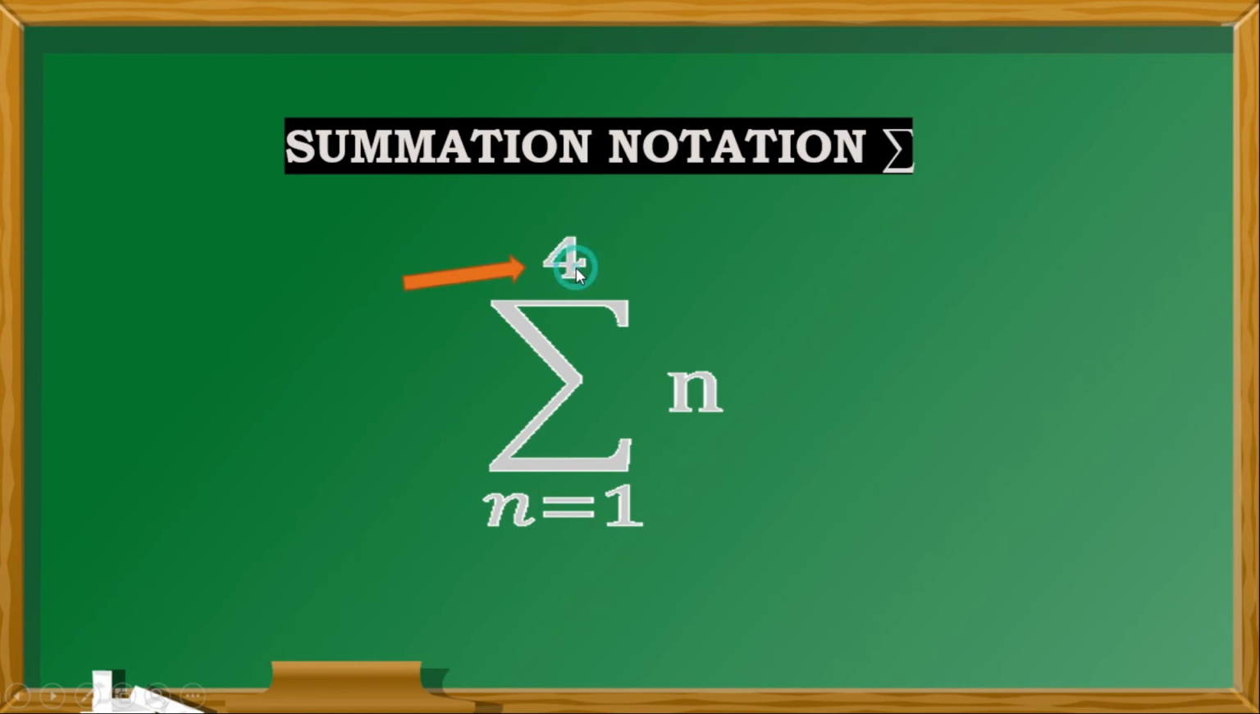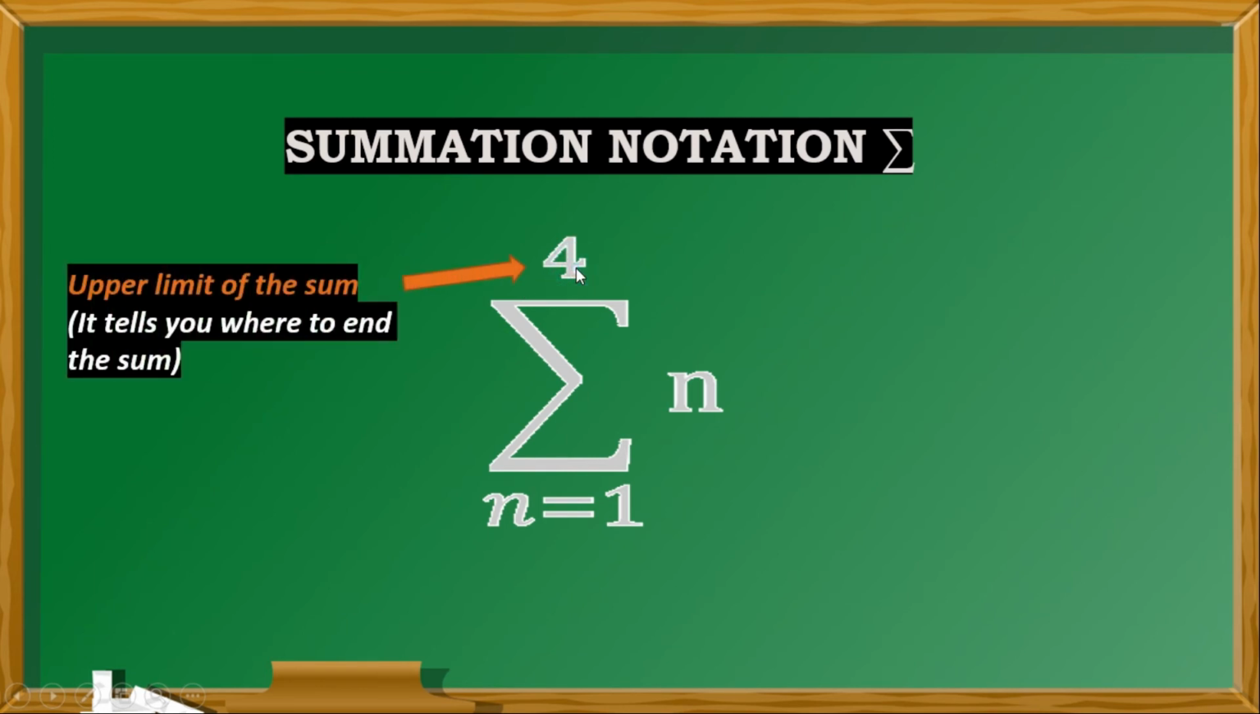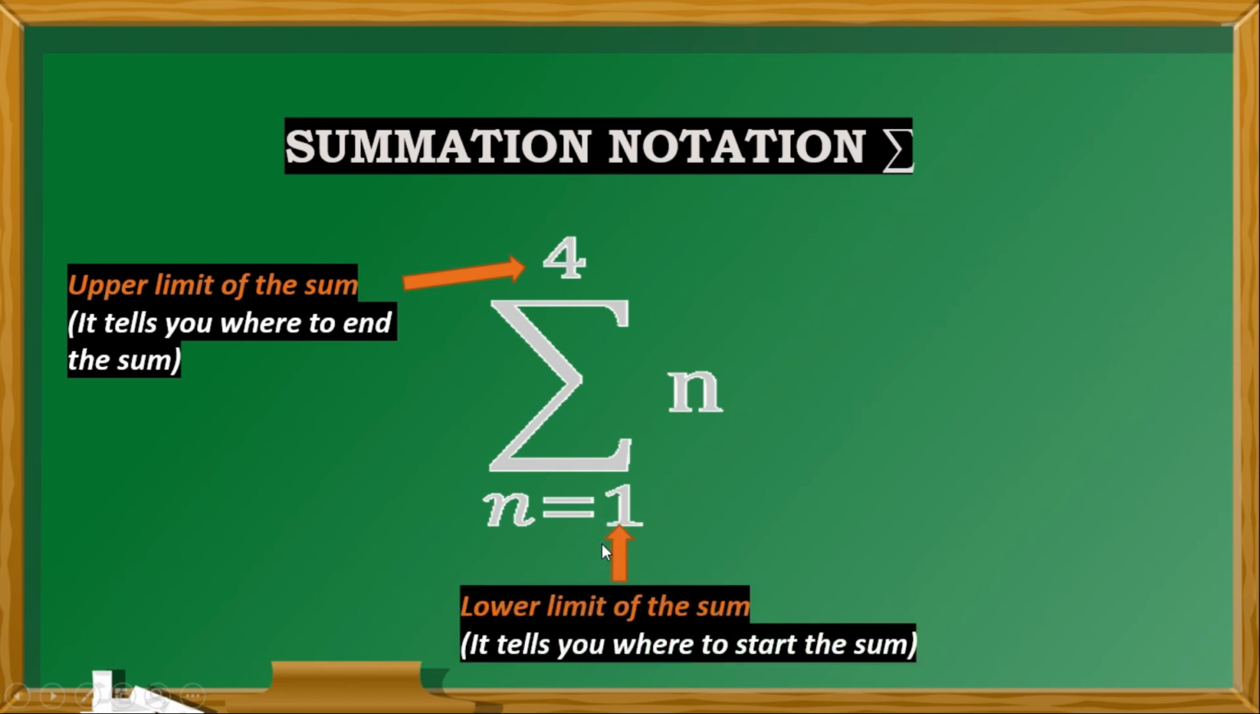So, yung 4 natin, yun yung upper limit natin. Upper limit of the sum. It tells you where to end the sum. So, doon mag-i-end yung ating numbers. At mag-i-start naman siya sa 1. Ayan, it is the lower limit of the sum. It tells you where to start the sum. Okay? At yung n natin, yun yung terms to be summed.